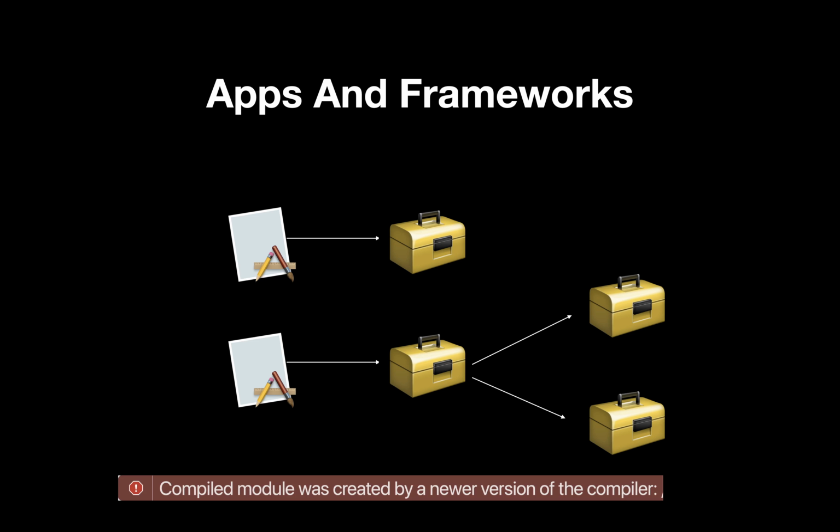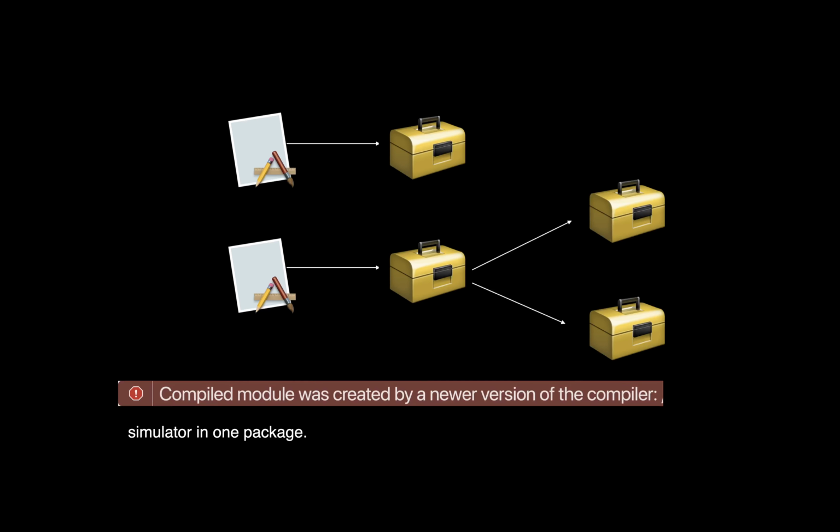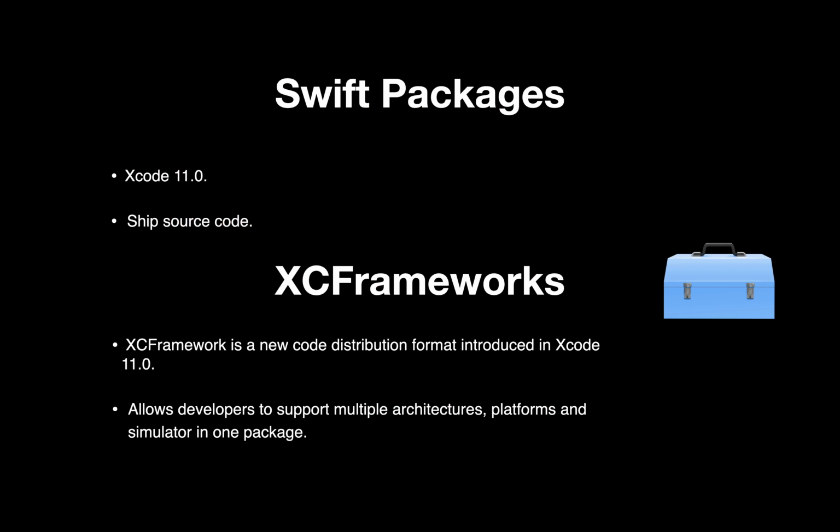So framework developers would use later betas or GM builds to upgrade their framework to be in line with the Swift compiler version upgrades. This issue resulted in two different approaches. One is Swift packages, and the other one is the XCFramework.